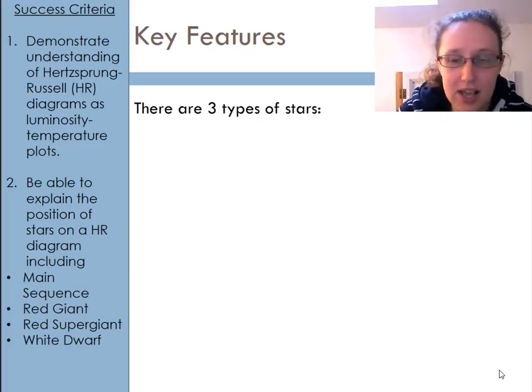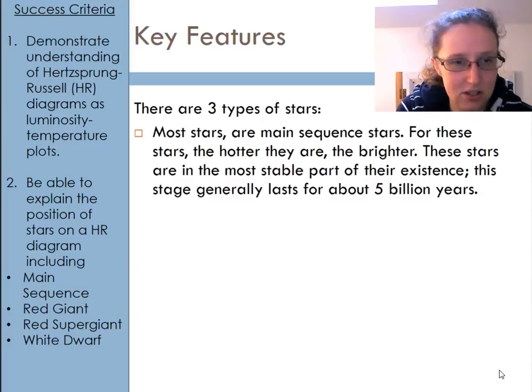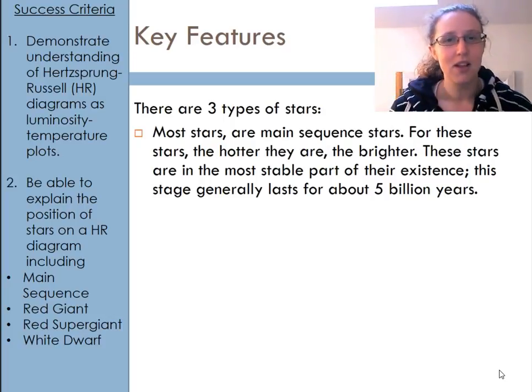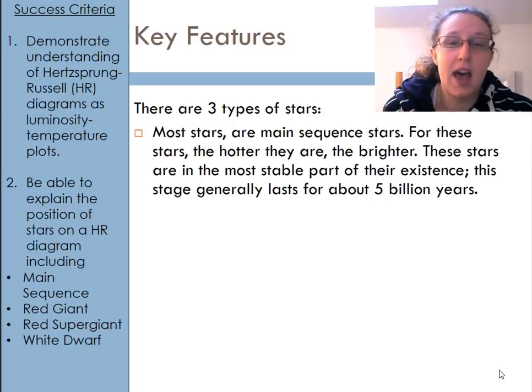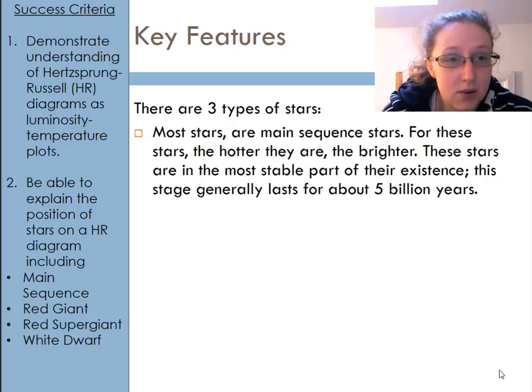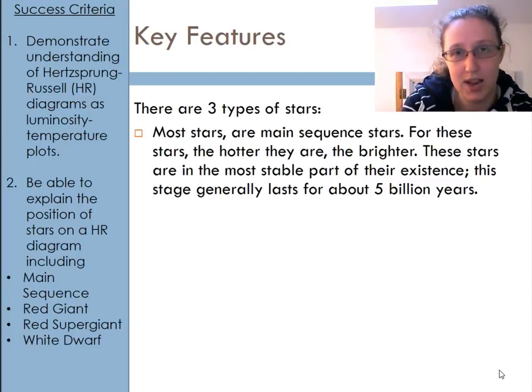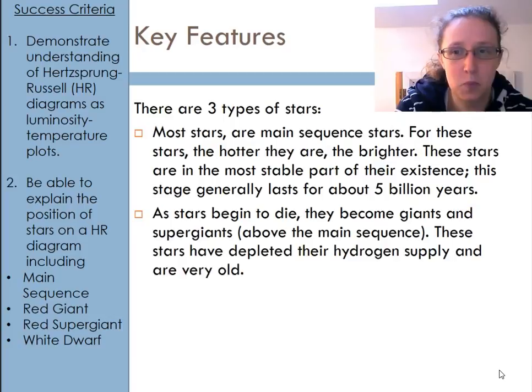So there are three key sections to this diagram, three types of star, that I just want to highlight to you. Most of the stars are main sequence, and generally the hotter they are, the brighter they are, and that's the most stable part of their existence. Stars stay there for about 5 billion years, which is why it's the most populous down the middle. If we were to plot all the stars we knew about onto Hertzsprung-Russell diagrams, we would find that the most populous section would be the main sequence section.